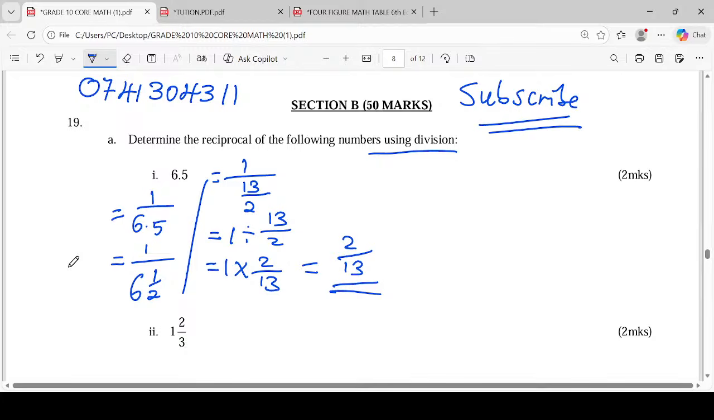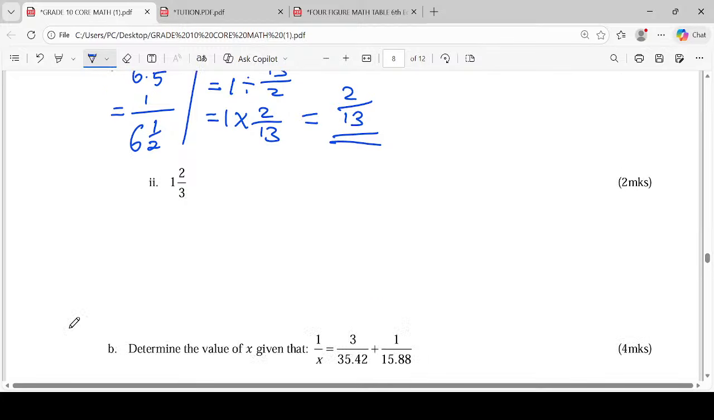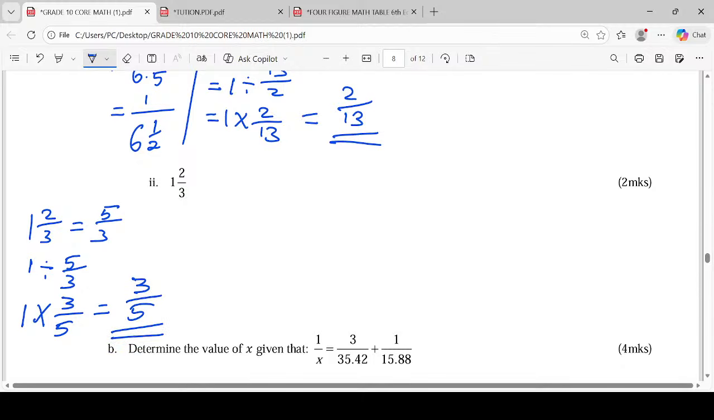Let's look at question number Roman 2. 1 whole number 2 over 3. You change this to an improper fraction, it will become 5 over 3. Then this is like saying 1 divided by 5 over 3. The division changes to multiplication. The next fraction reciprocates to 3 over 5. When you multiply by 1, your answer is 3 over 5. And that is how you answer that question.